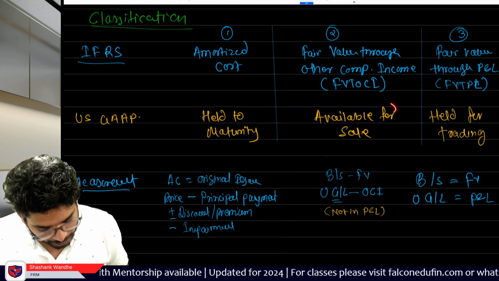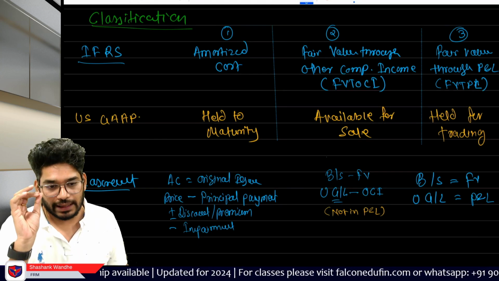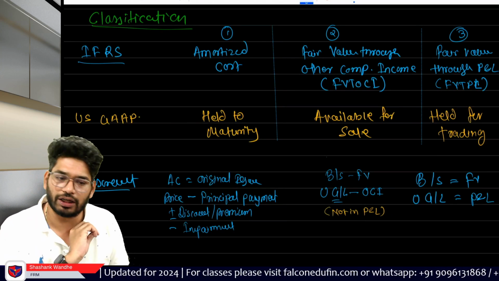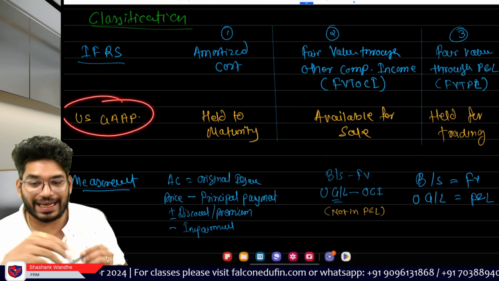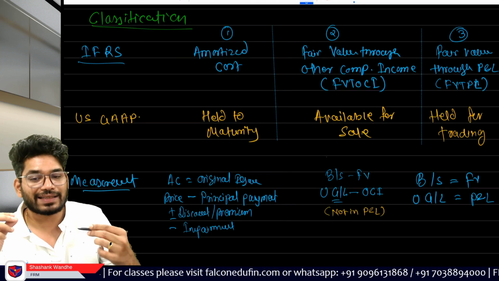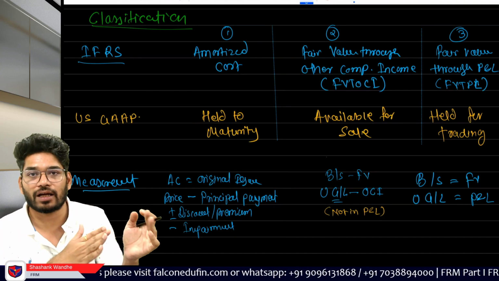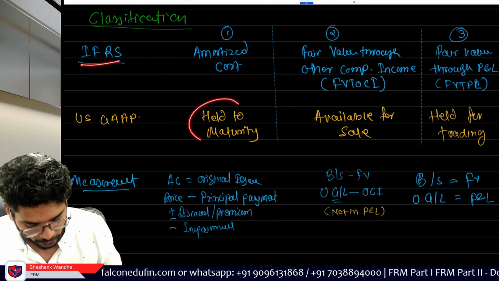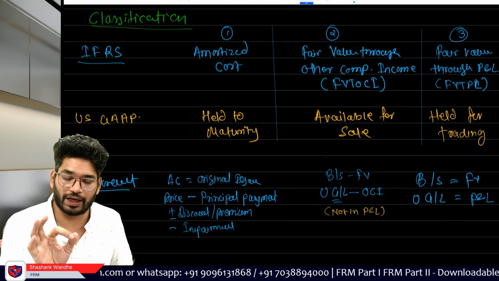Now see this, available for sale security. Next is held for trading. The intention of this security is outrightly trading only. Now, these are the US GAAP terminologies. For a similar set of classification, we have IFRS terminology. IFRS uses different terminology, US GAAP uses different terminology. In IFRS, held to maturity is called amortized cost. Okay, this is the classification, remember.